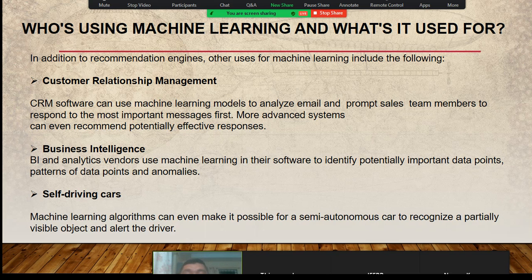Third, self-driving cars. Machine learning algorithms can even make it possible for a semi-autonomous car to recognize a partially visible object and alert the driver. A good example of self-driving cars are the Tesla cars.